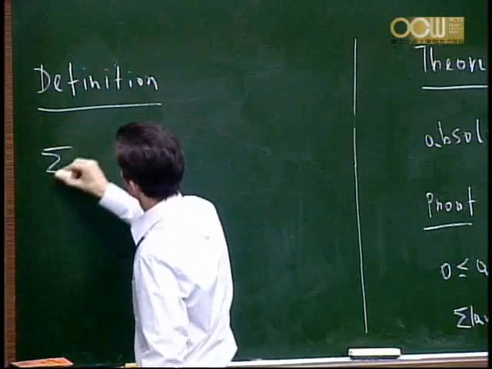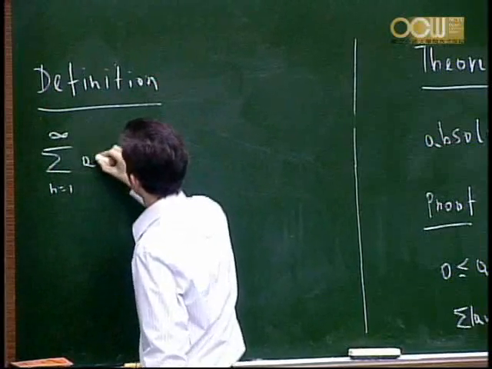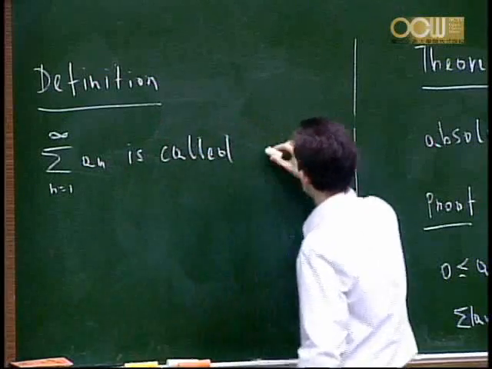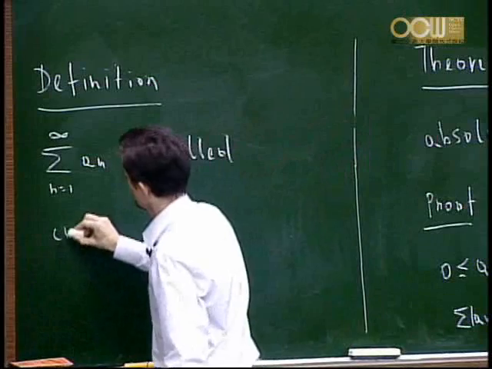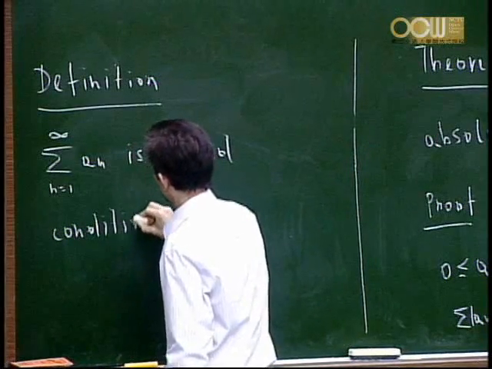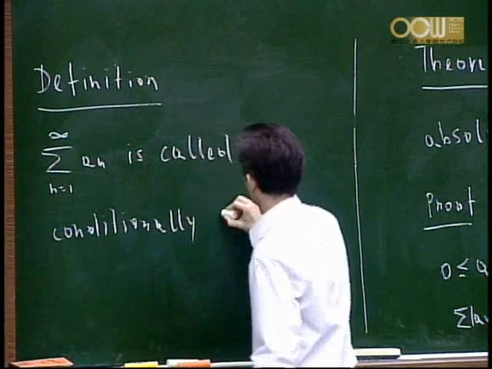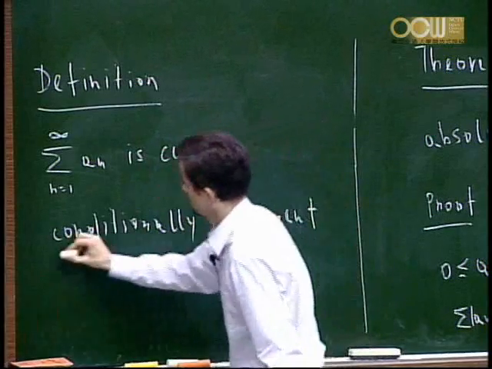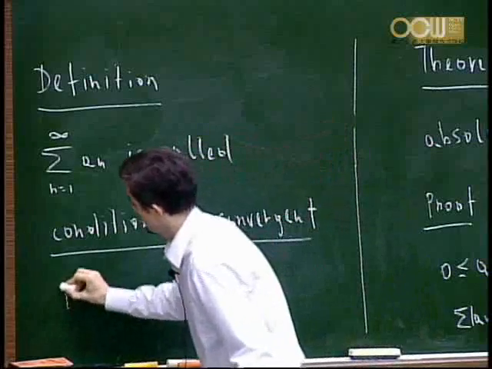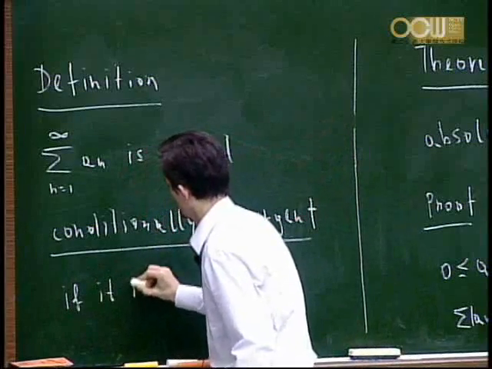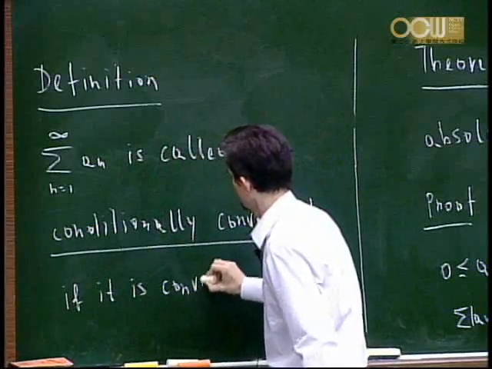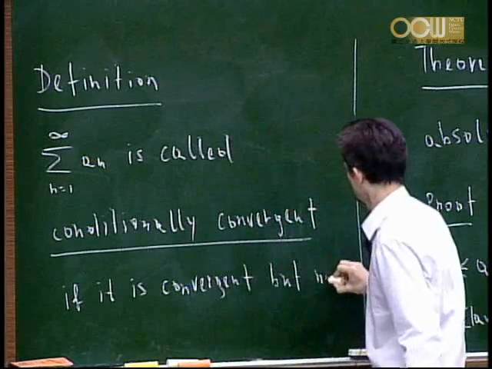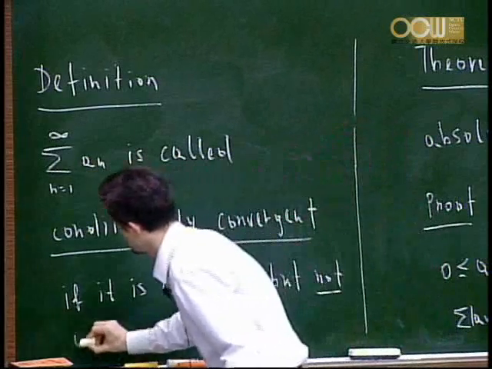A series is called conditionally convergent if it is convergent but not absolute convergent.